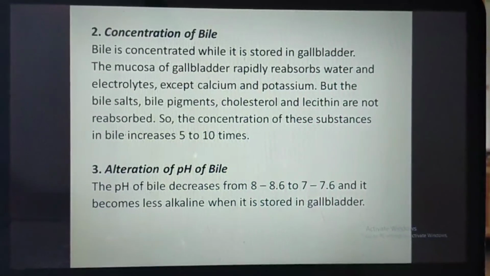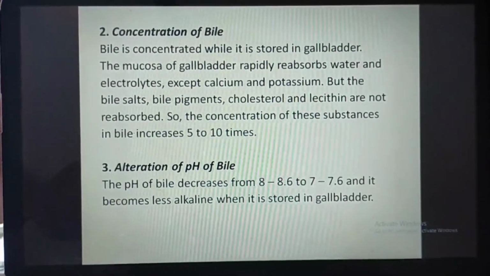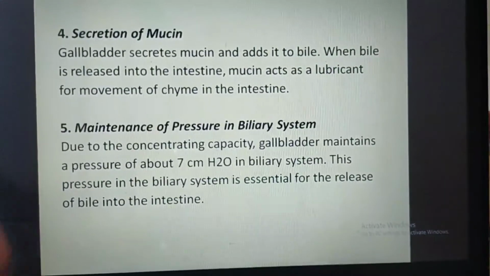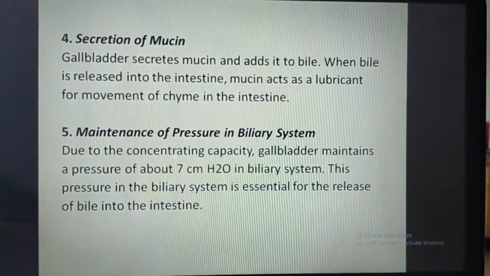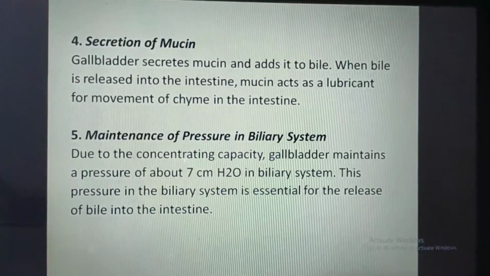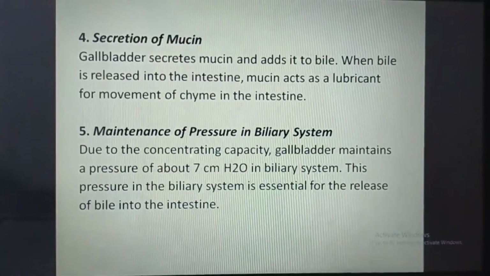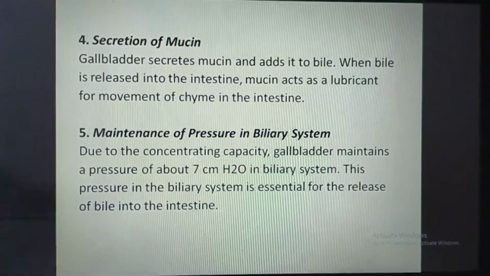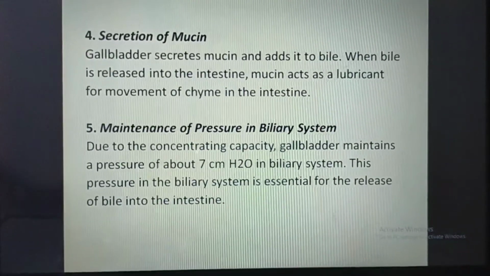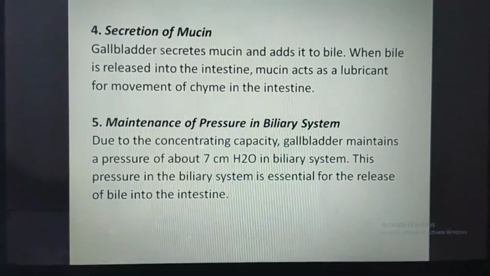Alteration of pH of bile. The pH of bile decreases from 8 to 8.6 to 7 to 7.6, and it becomes less alkaline when it is stored in gallbladder. Secretion of mucin. Gallbladder secretes mucin and adds it to bile. When bile is released into the intestine, mucin acts as a lubricant for movement of the chyme in the intestine. Maintenance of the pressure in biliary system. Due to the concentrating capacity, gallbladder maintains a pressure of about 7 cm H2O in biliary system. This pressure in the biliary system is essential for the release of bile into the intestine.